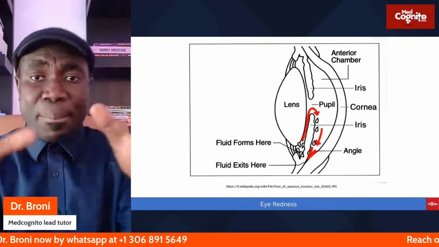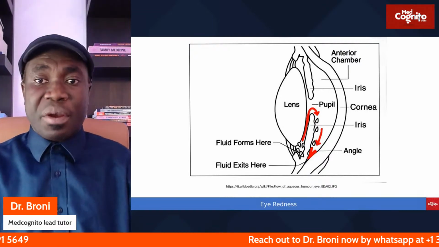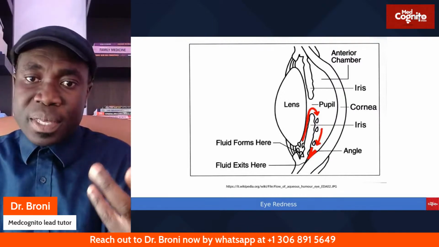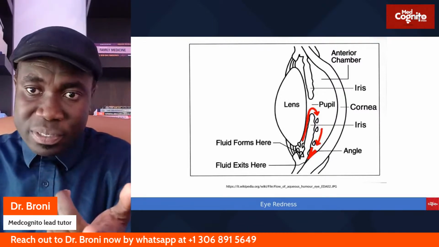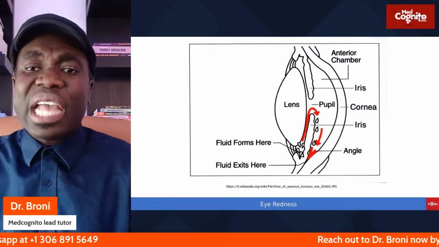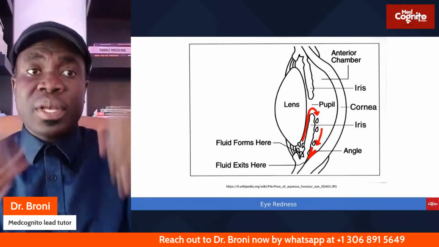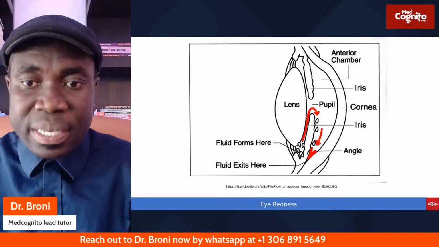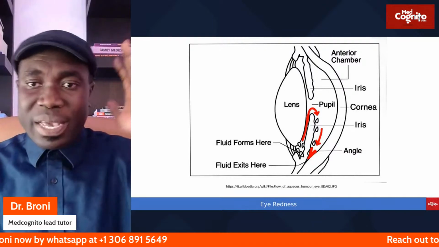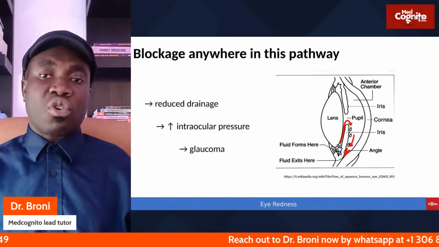So I've shared the picture again. I've made it big, so that you can be able to appreciate it very well. So aqueous humor is produced from the ciliary process. It goes between the lens and the iris. It flows through the space in the iris, which is what we call the pupil, and then it drains. This is it. If you get this right, you've gotten the whole concept of acute angle closure glaucoma very well.